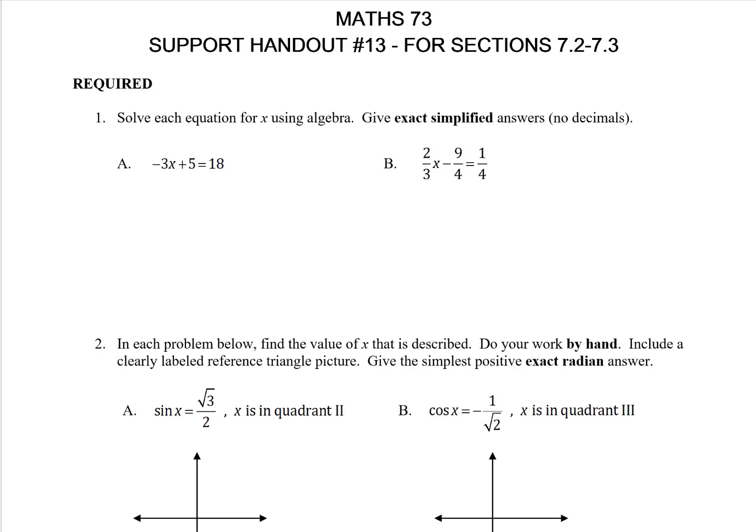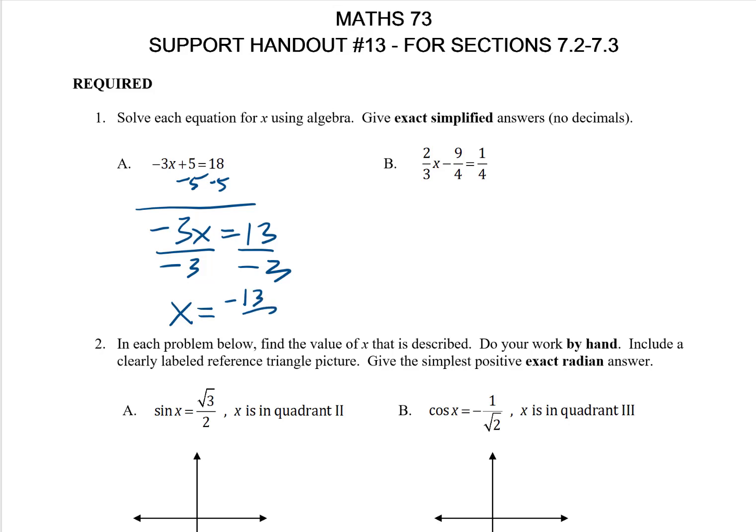Support handout number 13. Problem number 1, we've got some algebra review. We want to solve these equations. The first one looks pretty simple. Subtract 5 from both sides, divide both sides by -3, and let's see, we don't want decimals, we just want exact simplified answers, and so that would be it, -13/3.